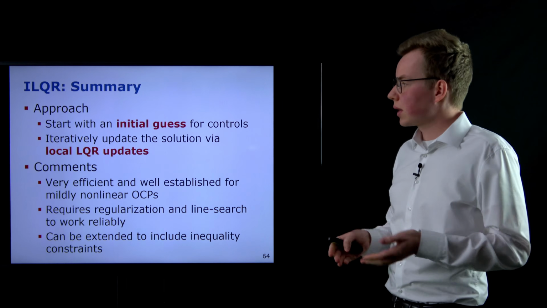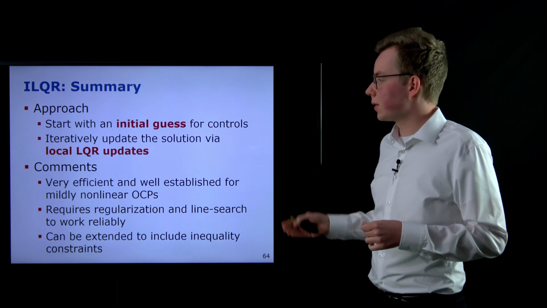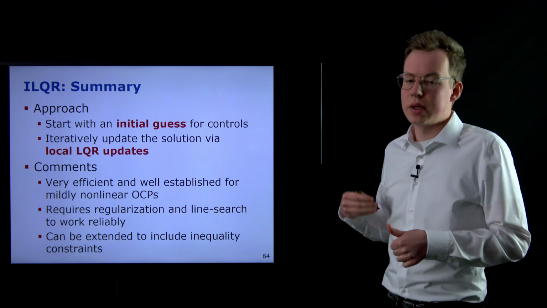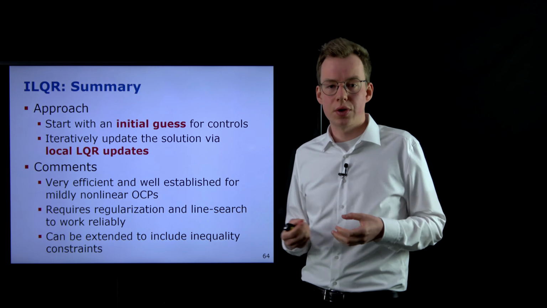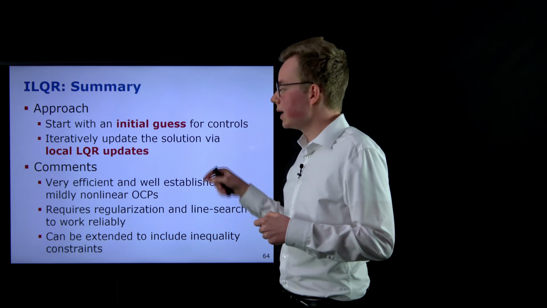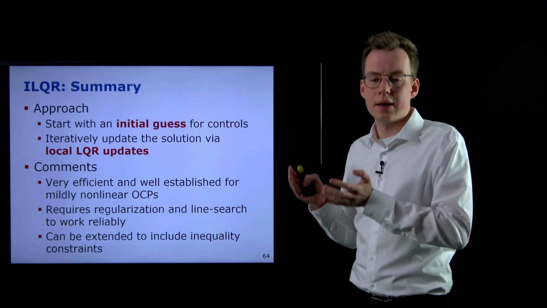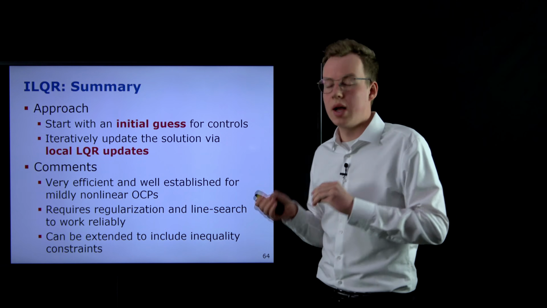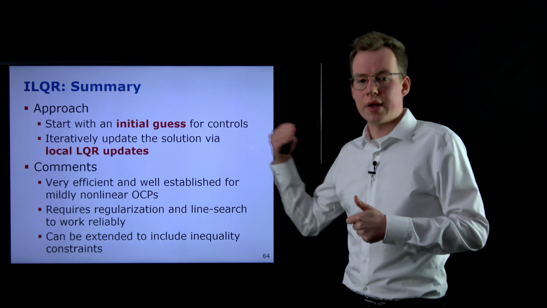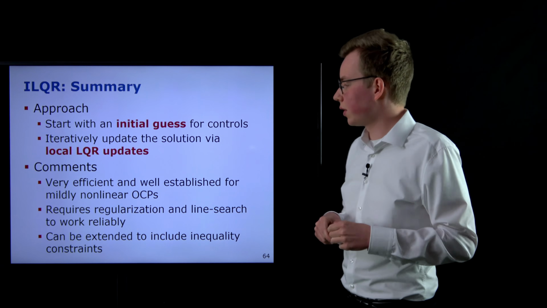Okay, so that concludes this section on iterative LQR, which was the last section of this lecture. And so to summarize, the approach that ILQR takes is that if we have some initial guess for the control, so we have some initial strategy that we can apply, then we can iteratively refine the strategy by locally approximating our original nonlinear optimal control problem about the corresponding operating point as an LQR problem. Then we solve that LQR problem, take a step towards the solution, and then repeat that until convergence.